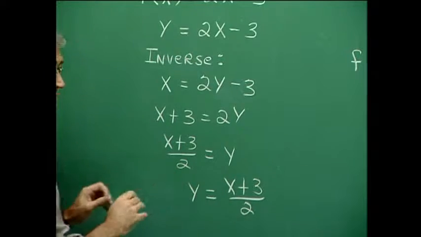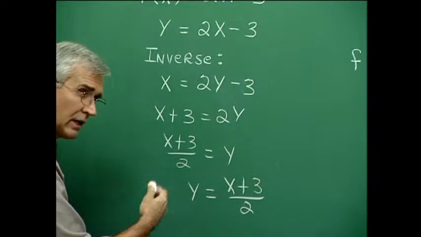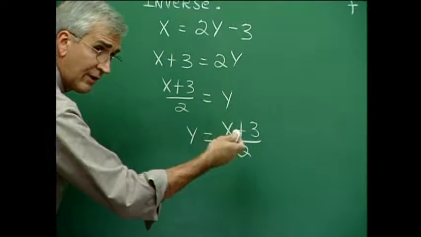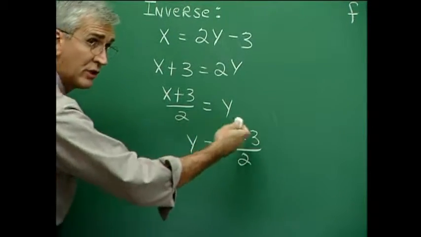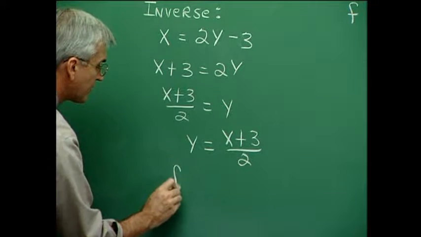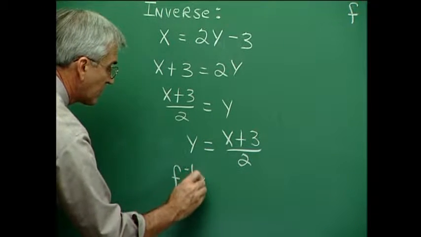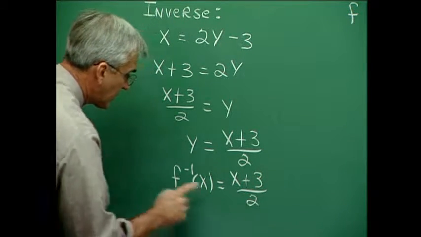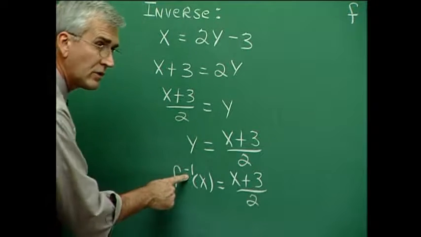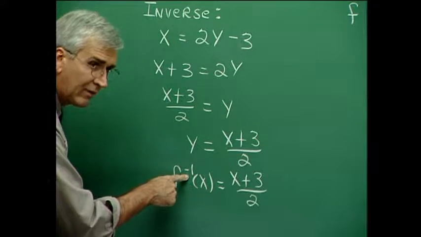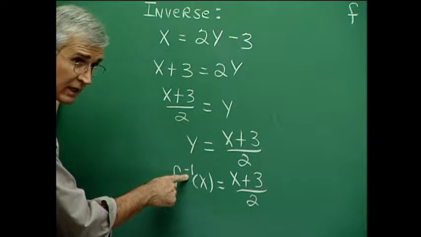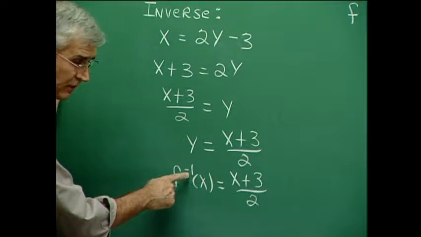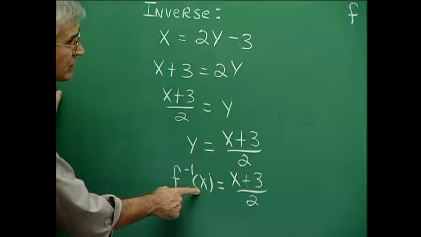Now, there's a notation that indicates an inverse function, and it is this. If we want to indicate f inverse of x, the inverse function of f of x, we would do it like this. f inverse of x is x plus 3 over 2. You see, this little flying -1 doesn't mean an exponent of -1. This isn't an exponent at all. It is the notation for inverse function. So this is read f inverse of x.